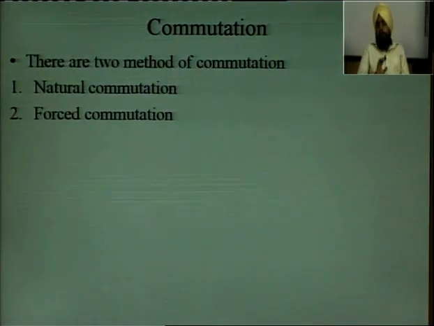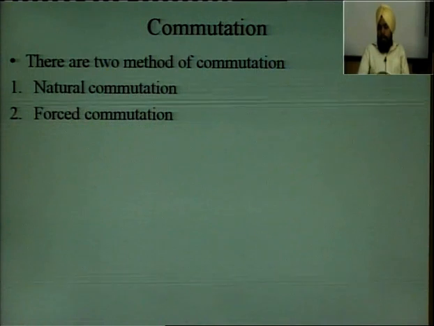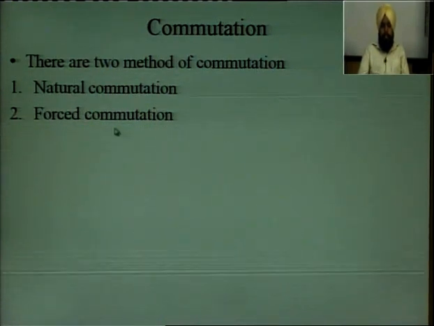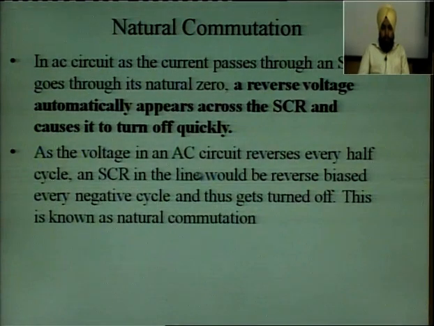Two types of commutation we are going to discuss. First is natural commutation and second one is forced commutation. Natural commutation is applicable to the AC supply and forced commutation is applicable to the DC supply. In an AC circuit, as the current passing through an SCR goes through its natural zero, a reverse voltage automatically appears across the SCR and causes it to turn off quickly.